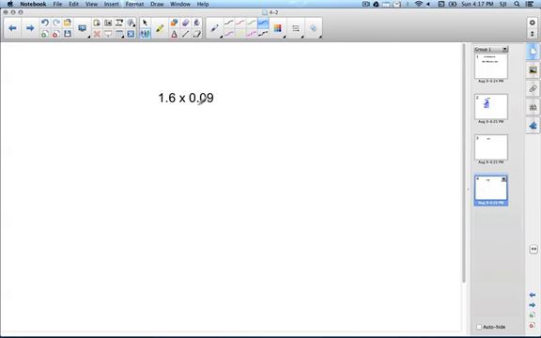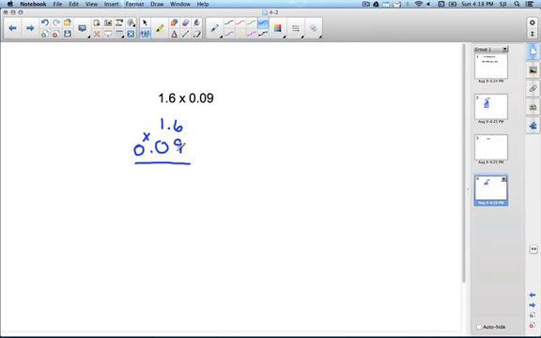1.6 times 0.09. It doesn't really matter what order we put these numbers in, but one thing to notice here is there's only one number that we're actually going to have to multiply here. The rest of these are zeros, so we might actually want to put this number on the bottom. So I'm going to write 1.6 times, notice I'm going to line this up like this, 9, 0, decimal point, 0.